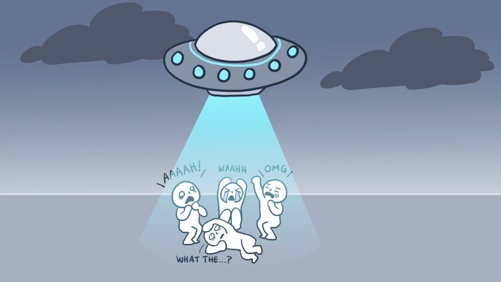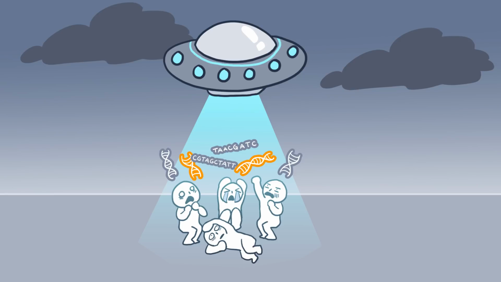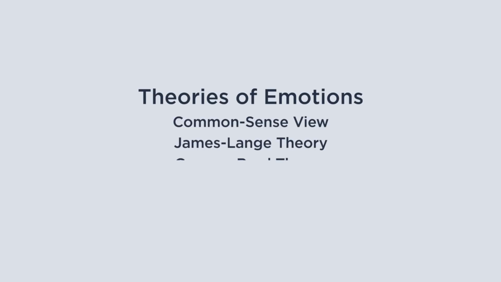With this evidence, Darwin suggested that the expression of emotion is genetically determined. This behavior has evolved and has been passed down through generations in our genes. Now let's look at some theories of how emotions work.